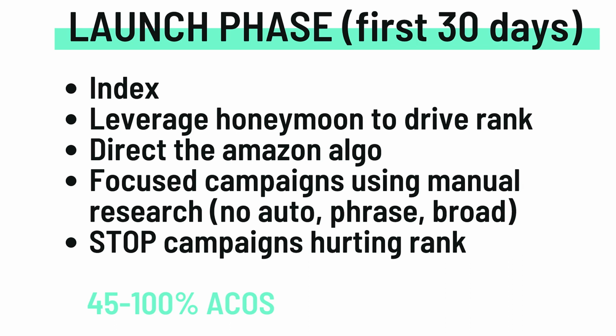And then we're going to also stop campaigns that are hurting rank. Even if we've identified them manually and they're words that we think are relevant and we should rank for, if we start to see underperforming pay-per-click, we want to stop those during this phase, because it can have a detrimental impact on our ability to get organic rank.